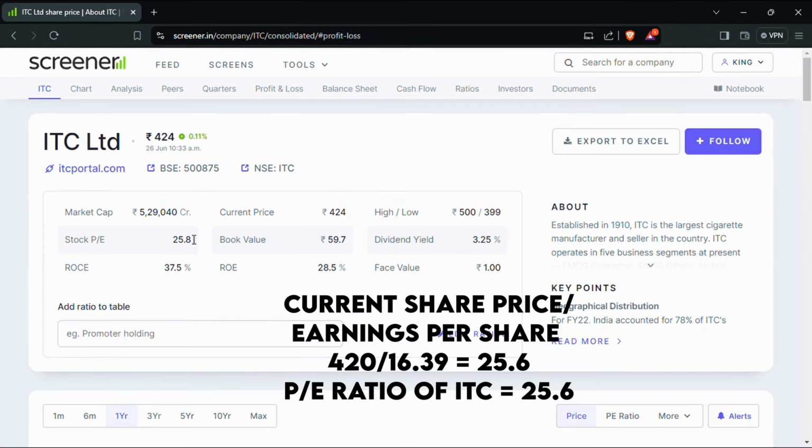You don't have to calculate it. You can just look at here. It means for every 25 rupees you spend buying ITC, you will get 1 rupee in return a year later. I hope you are clear. Remember, the P/E ratio is used for valuation purposes to determine whether a stock is overvalued or undervalued.